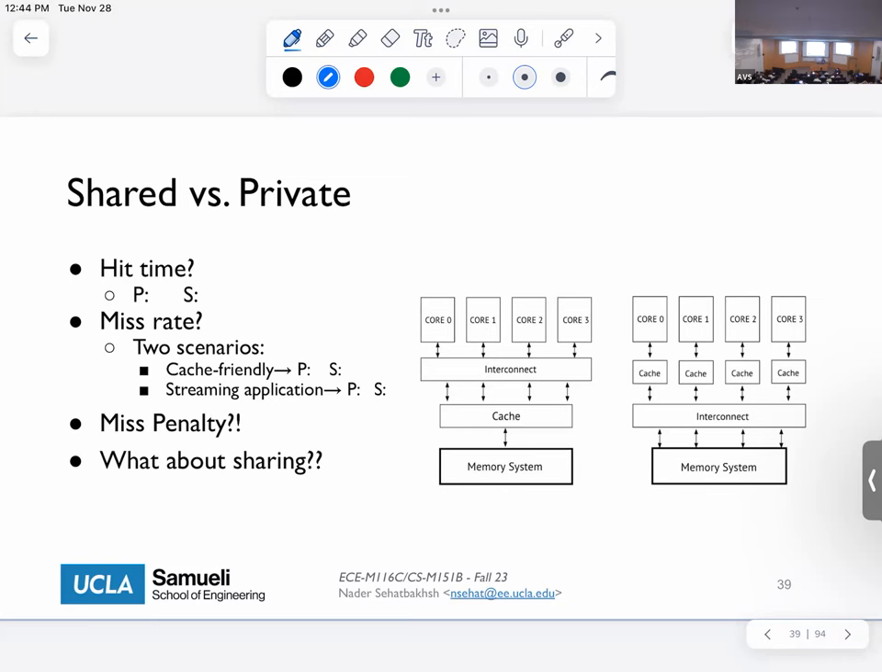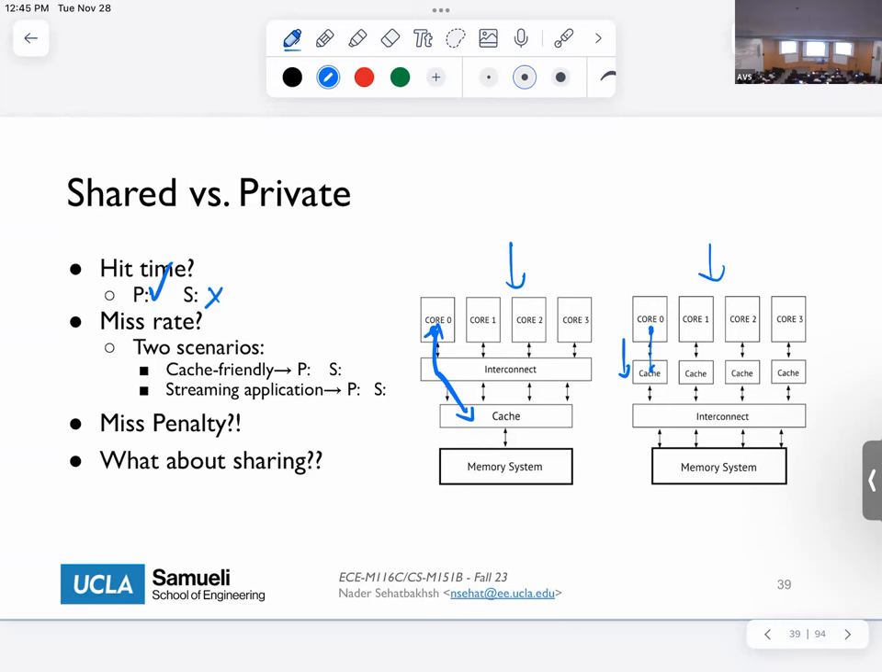Before that, let's see what's the benefit of each of these, private and shared. So let's talk about the hit time. Between this shared model and this private model, which one do you think has faster hit time? The private one has faster hit time. Why? Because the connection between the core and the cache is an on-chip connection, a much faster connection than this one that needs to go through the interconnect and then goes to the cache, okay? So the hit time of the private one is significantly better.